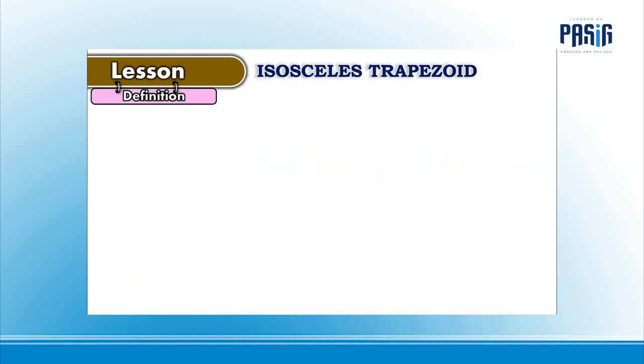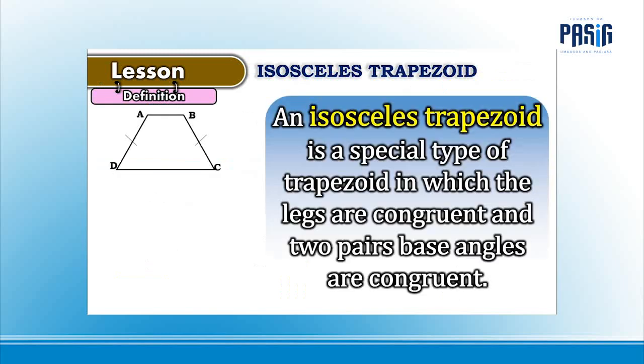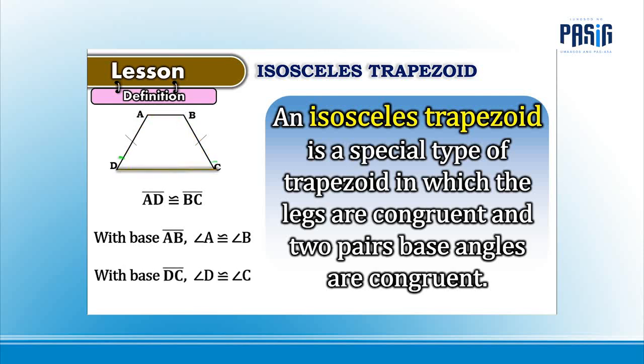Now let's have the special type of trapezoid, the isosceles trapezoid. An isosceles trapezoid is a special type of trapezoid in which the legs are congruent and two pairs of base angles are congruent. In isosceles trapezoid ABCD, the legs AD and BC are congruent. With respect to base AB, angle A is congruent to angle B, and with respect to base DC, angle D is congruent to angle C.